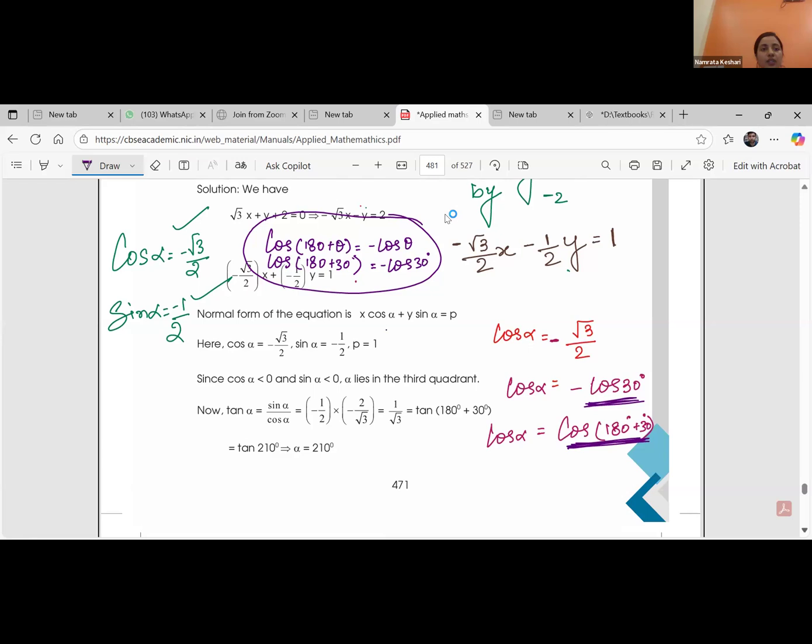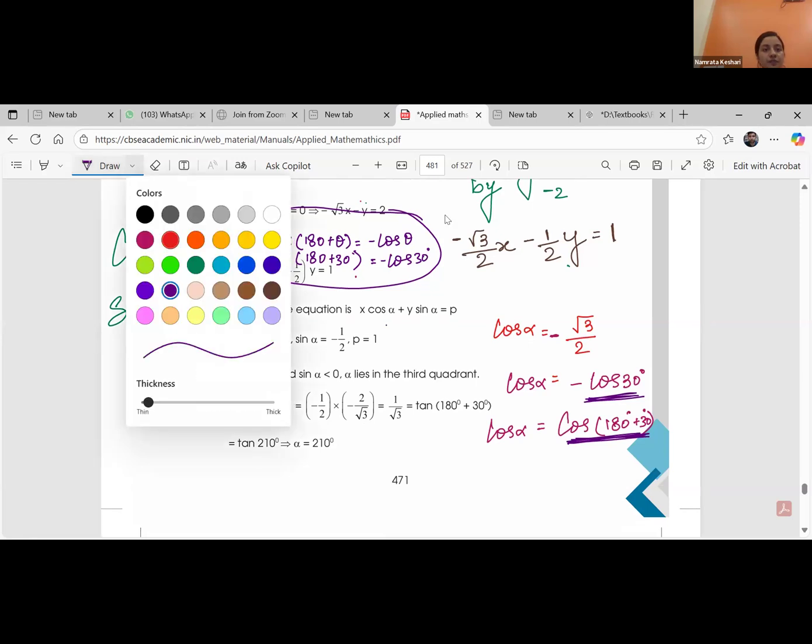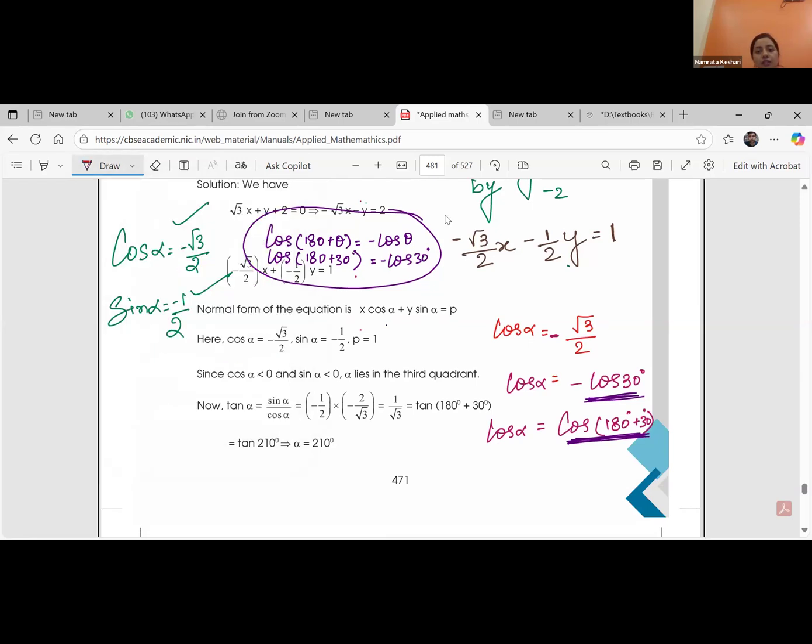Okay. Now we can write this one as cos 180 plus 30, which will be 210 degrees. Cos alpha is equal to cos 210. That means alpha is 210. Clear?